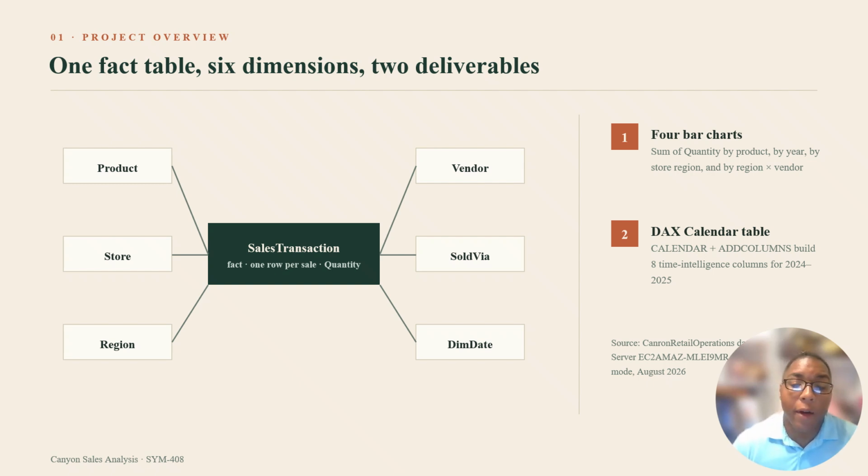I loaded the model into Power BI in import mode and did two things with it. Stage one, four bar charts on the sum of quantity measure by product, year, store region, and by region and vendor. Stage two, a calculated calendar table written in DAX, which adds 8 time intelligence columns the raw schema doesn't have. Here are the charts, starting with product.